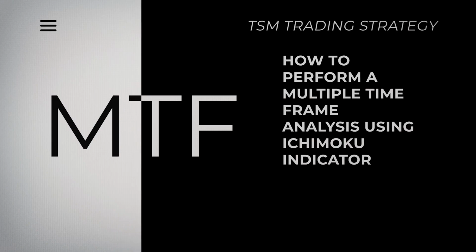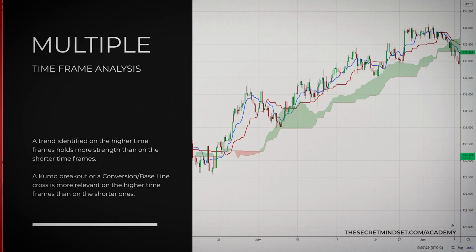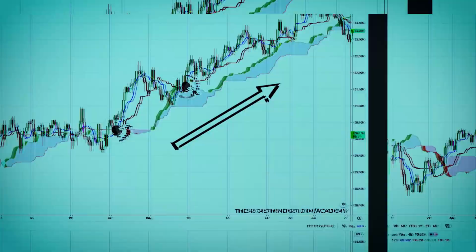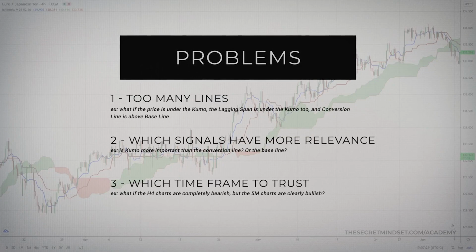Now let me share how I perform a multiple time frame analysis using Ichimoku. A trend identified on the higher time frames can hold more strength than on the shorter time frames. For example, a Kumo breakout or a conversion baseline crossover is more relevant on higher time frames than on the shorter ones. The hardest thing for Ichimoku beginners is to create a valid basic analysis.